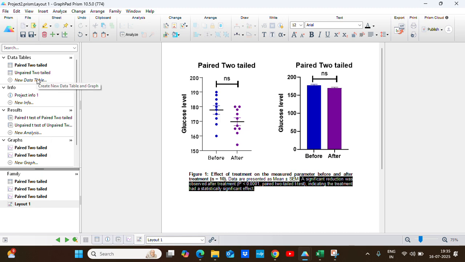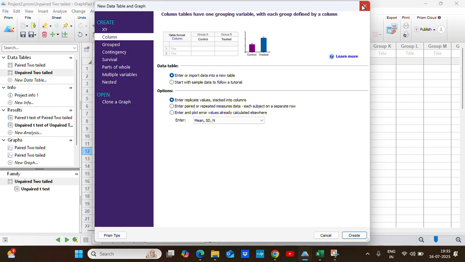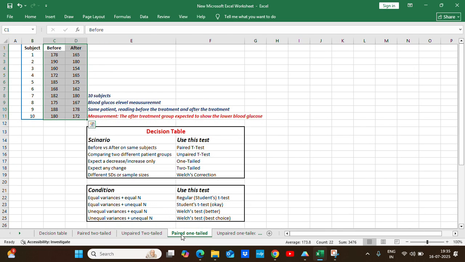Okay, now let's take the third example. The third example is paired one-tail. In both of the previous examples we saw the two-tailed. Now let's take the one-tailed. So paired one-tail, and in the last example, unpaired one-tail. So paired one-tail.